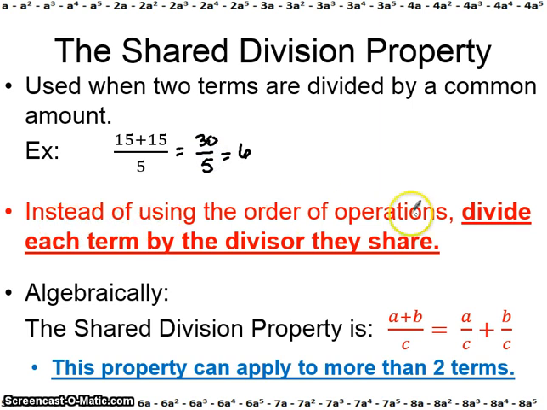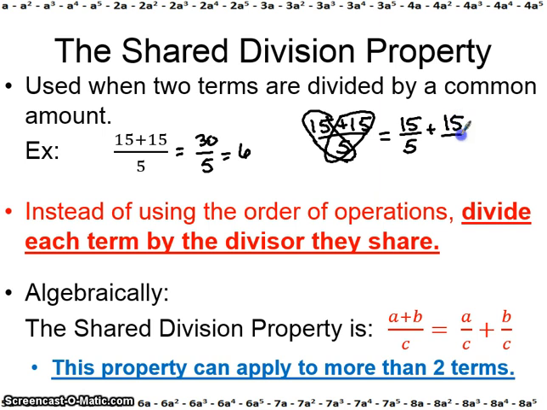But instead of using the order of operations, if we use the shared division property, we can divide each term by the divisor they share. So for instance, this 15 is being divided by 5, and this positive 15 is being divided by 5. So an alternative to 15 plus 15 divided by 5 is to divide each term by the 5. So for example, we'll divide this by 5 and we'll divide this by 5. So it's equal to 15 divided by 5 plus 15 divided by 5.